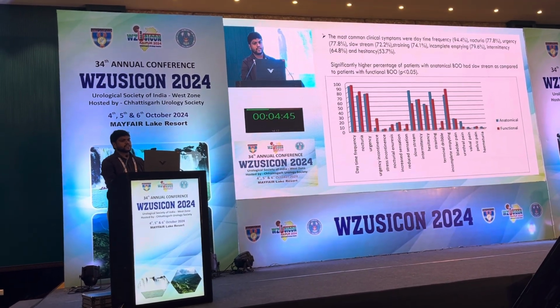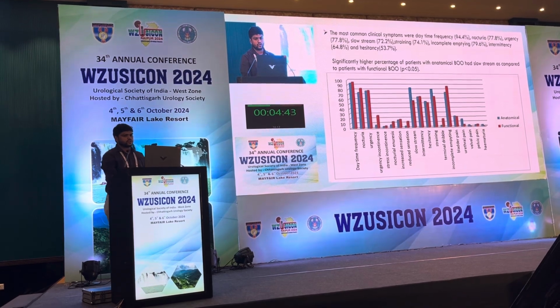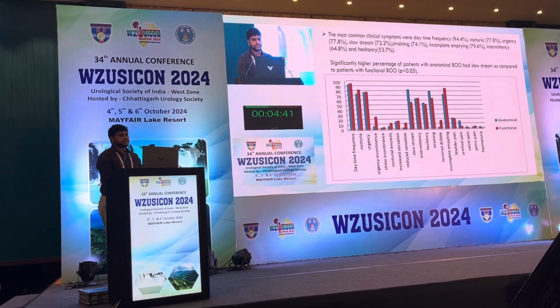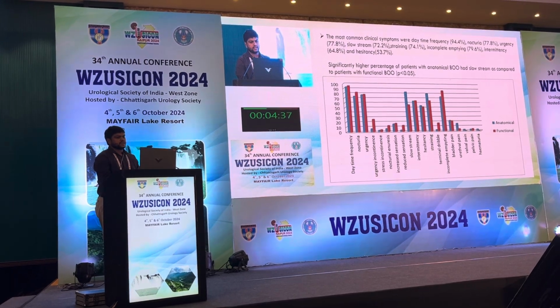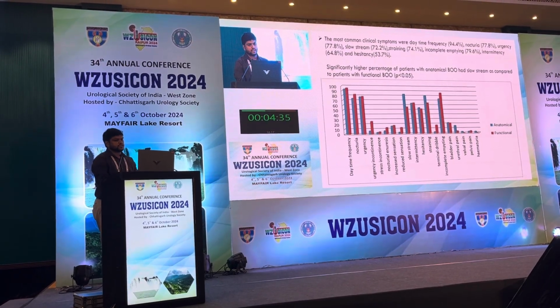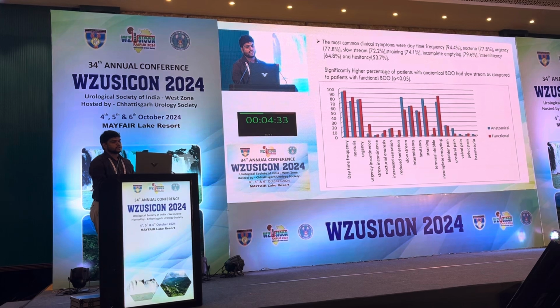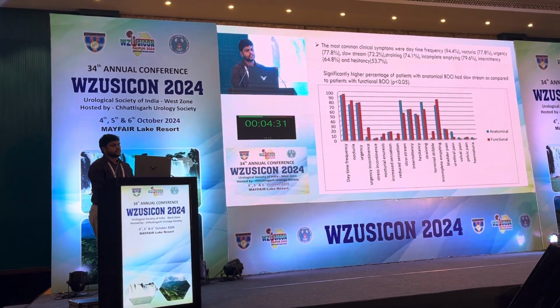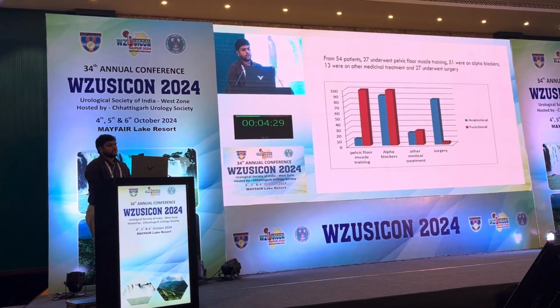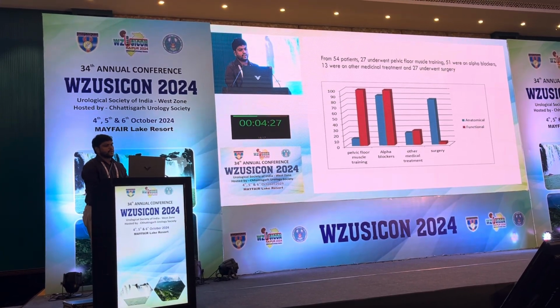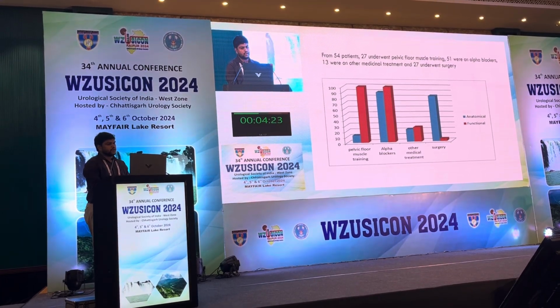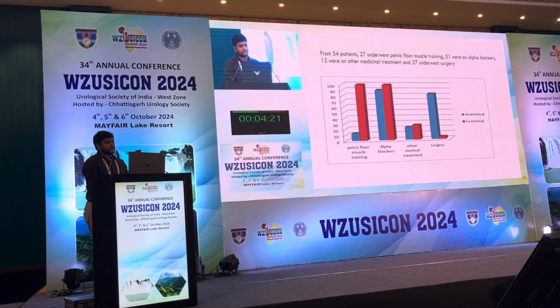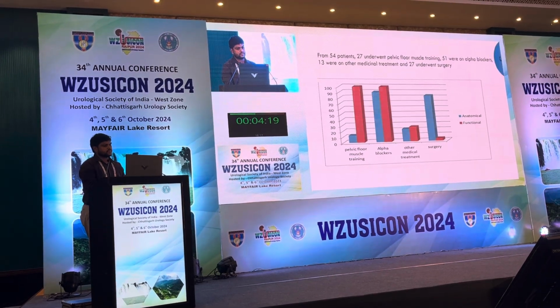Women with functional BOO were significantly younger as compared to women with anatomical BOO. The most common clinical symptoms were daytime frequency, nocturia, urgency, slow stream, straining, incomplete emptying, intermittency, and hesitancy. A significantly higher percentage of patients with anatomical BOO had a slow stream as compared to patients with functional BOO. From 54 patients, 27 underwent pelvic floor muscle training, 51 were on medical treatment like alpha blockers, 13 were on other medical treatments, and 27 underwent surgery.